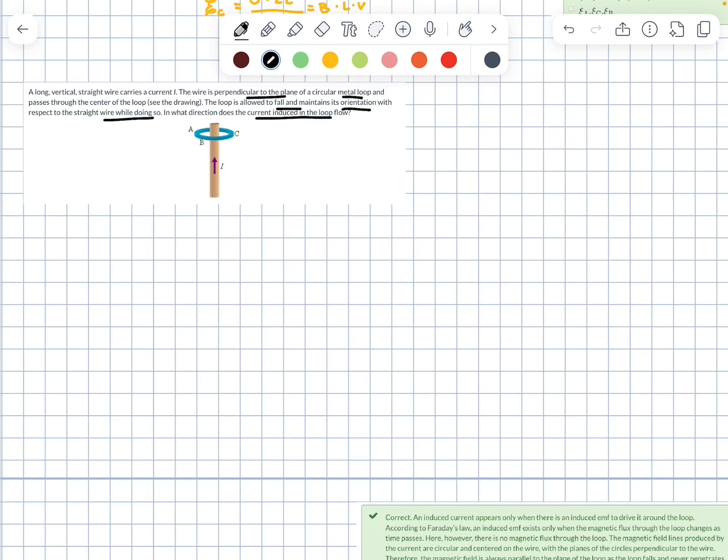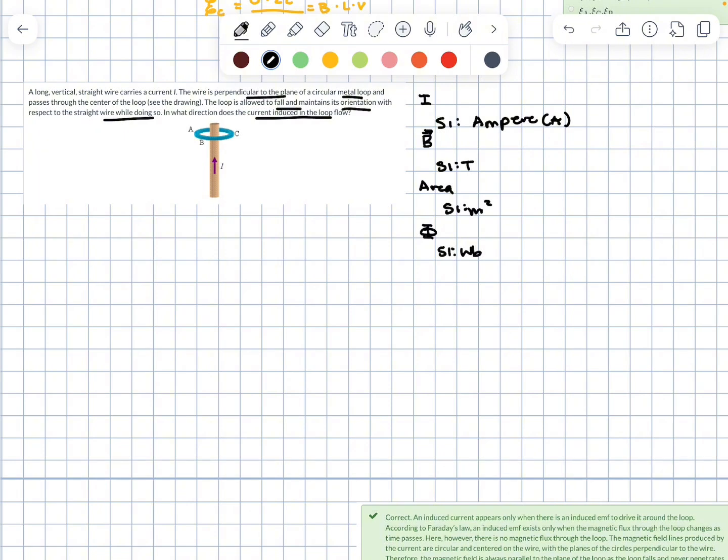So first, let's define our variables. We have our current is I, and the SI unit for current is amperes, which is represented by capital A. We have the magnetic field vector, or the B field, whose SI unit we know is Teslas. Area is measured in meters squared. Then we have magnetic flux, which is measured in Webers. And now we're going to get to the problem.